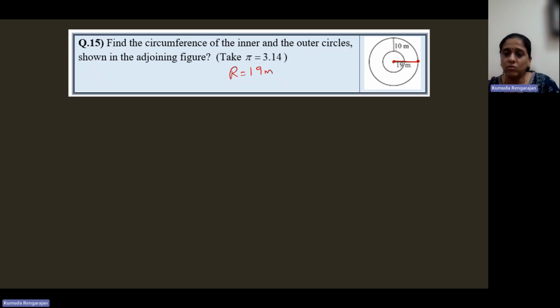Okay. Now, what is this from here to here? This is not radius. Because what is radius? Radius is from the center to a point on the circumference. See, from center to this point is radius. Radius is always from the center.